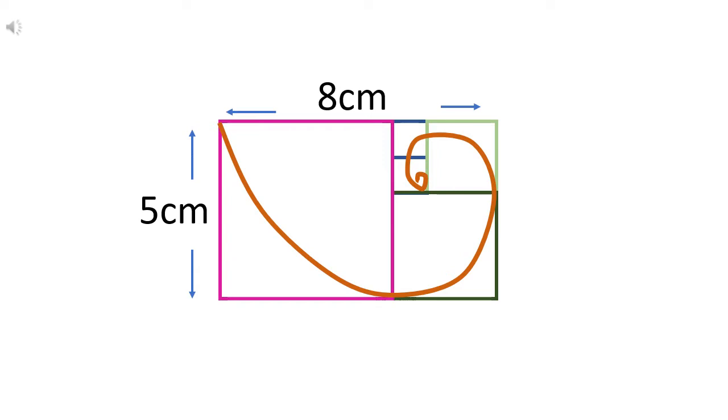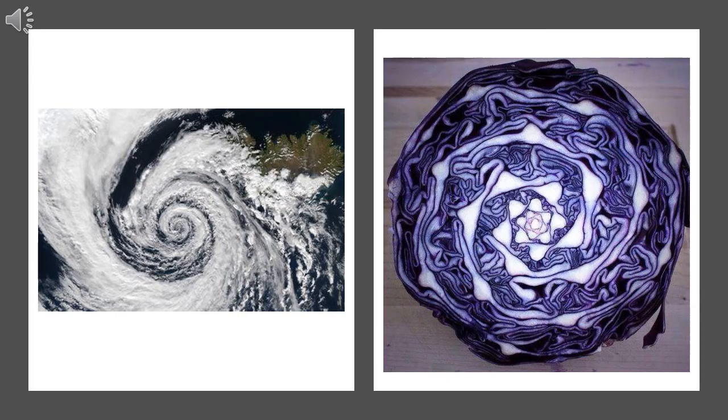Then draw a line connecting all the squares. You will get a spiral. This is known as Fibonacci spiral or the golden spiral. You can see the Fibonacci spiral all around the natural world. Children, just think about this. What about the relationship between a cabbage cut in half and a tropical storm?